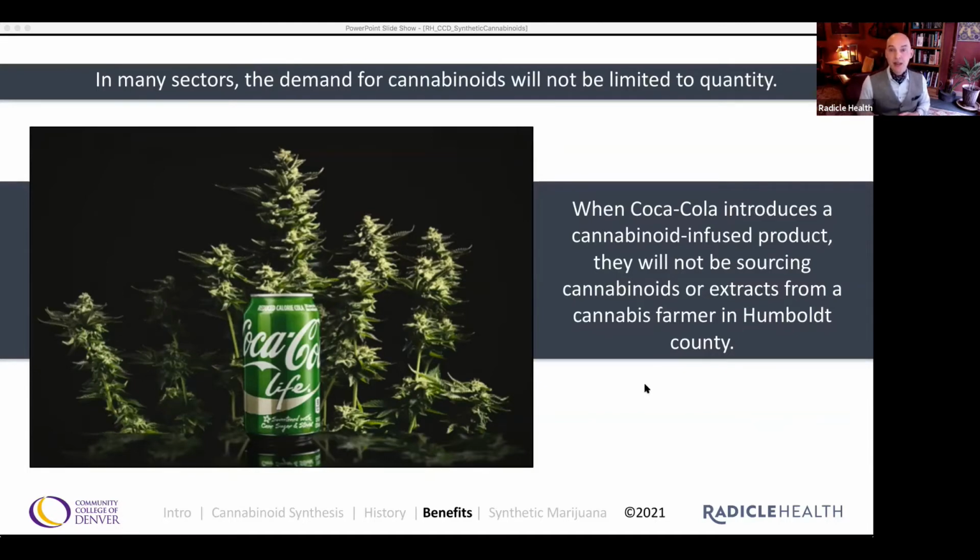When they introduce cannabinoids into a product, and I guarantee you they will, they're not going to be sourcing their cannabinoids from a cannabis farmer in Humboldt County, right? They're going to require a massive amount of product. They're going to want the same product every single time with no variables, and they're going to insist on complete consistency and purity. Research in pharmaceutical products will require even higher standards of production and consistency. So this demand that's required by these markets will likely be met by synthetically produced cannabinoids.